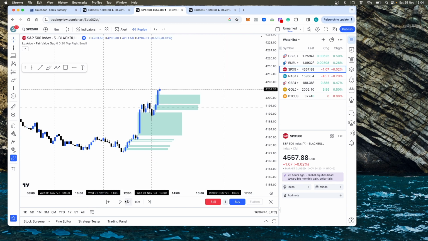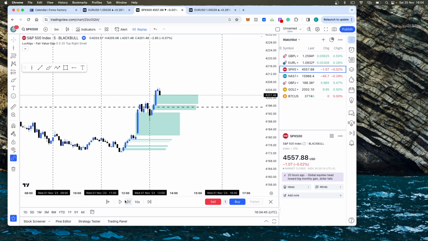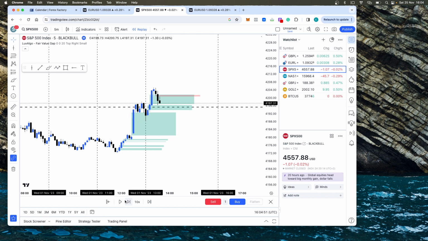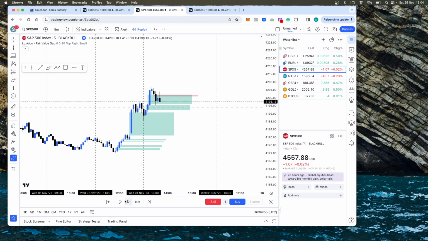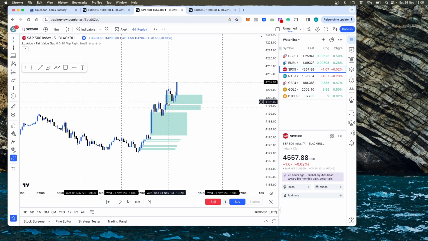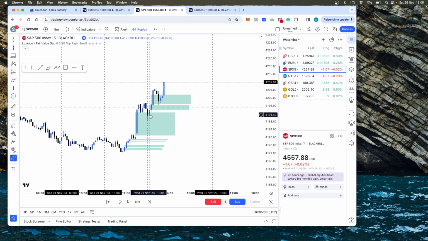Let's see if there's a retracement. So we retrace into the fair value gap quite briefly. Do we violate the fair value gap? No, fair value gap is respected. We're showing clear bullish momentum. We've got multiple bullish fair value gaps that have been respected. That for me is a sign to go long.